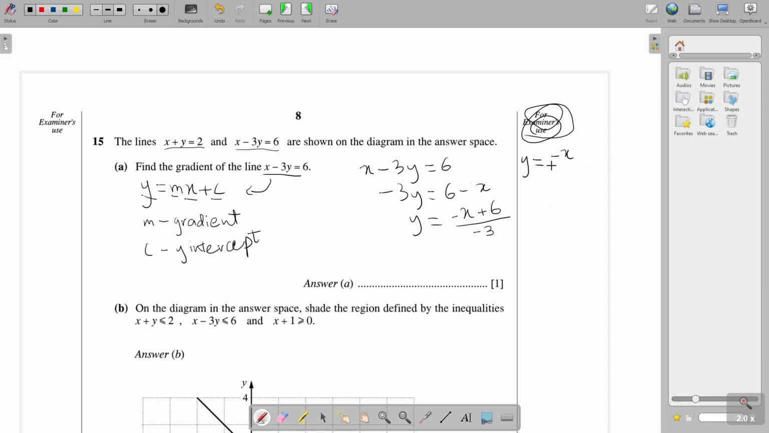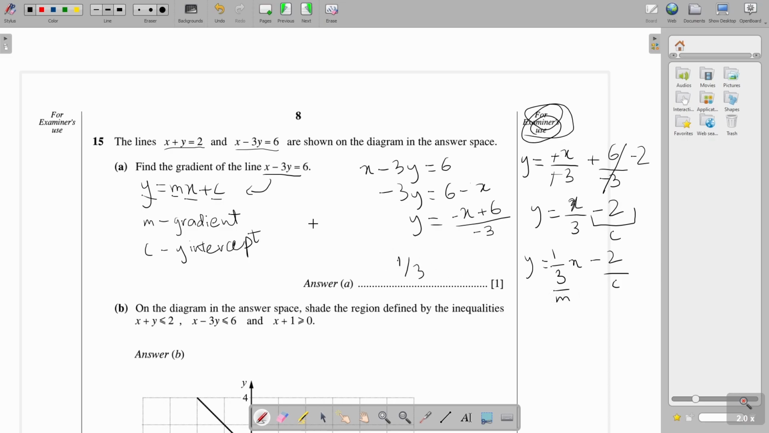Okay, so we'll do minus x over -3, and we'll do plus 6 over -3. So that will just become -2, and the minuses will cancel, so this will just be x over 3. So x over 3 minus 2 is going to be our equation. So that tells me this part is m, this part is c. So m is 1 over 3, which is our gradient.